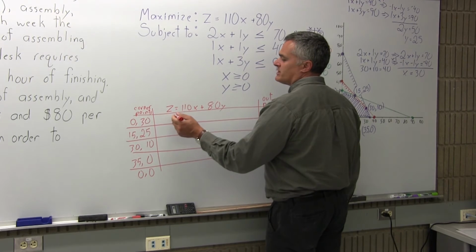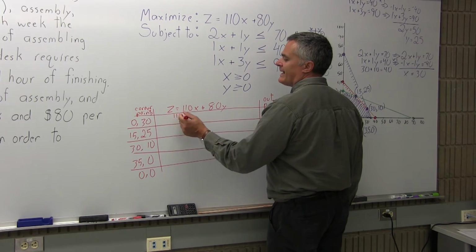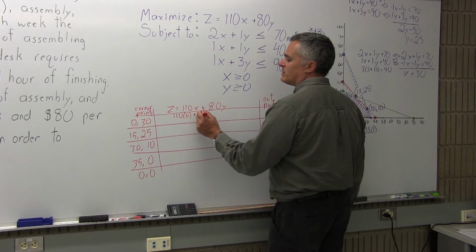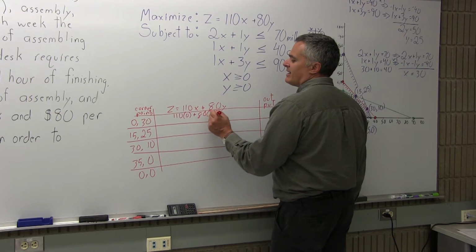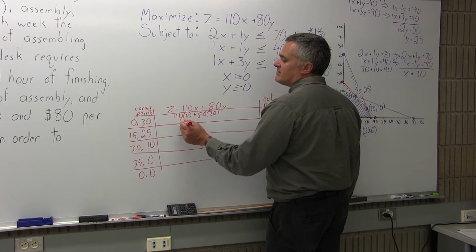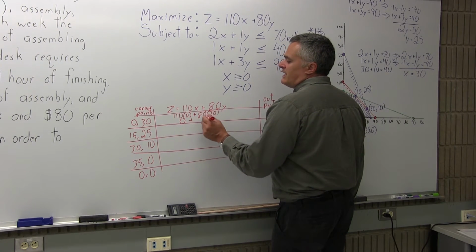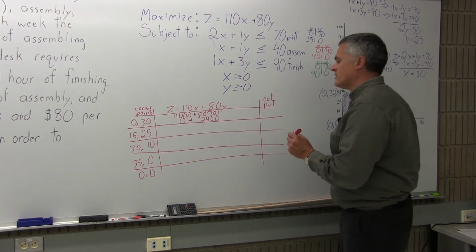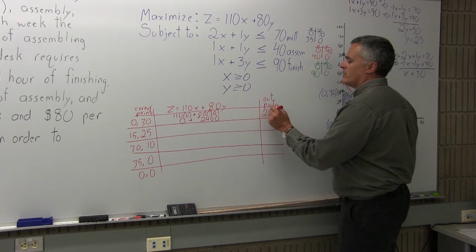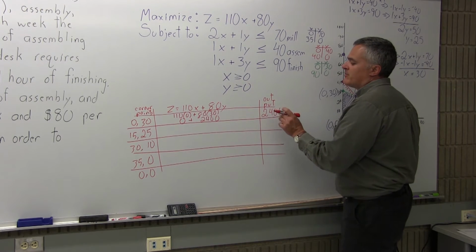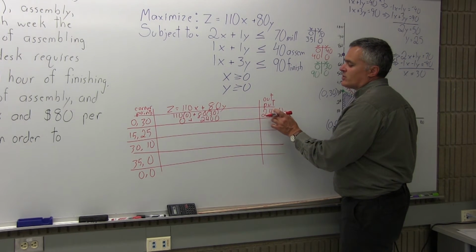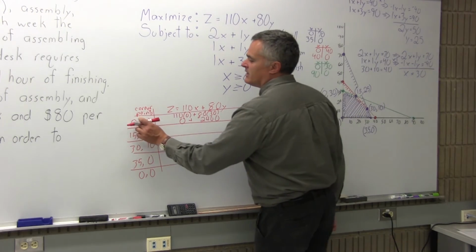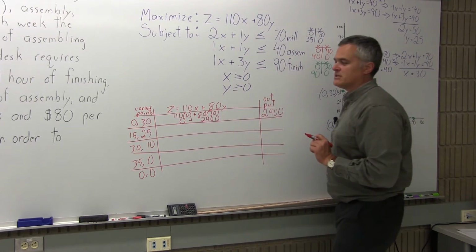So the first corner point, 0, 30, means the 110x becomes 110 times 0 plus 80y is 80 times 30. 110 times 0 is 0. 80 times 30 is 2400. 0 plus 2400 is 2400. So that means that we can find the profit of $2,400 by making 0 desks and 30 chairs.